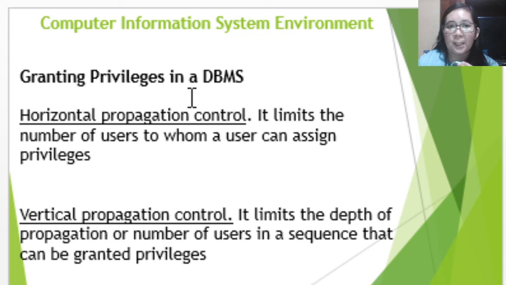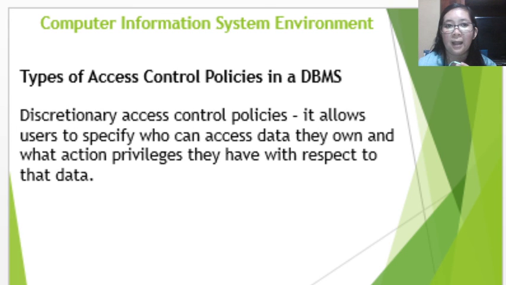For granting privileges, we have limits for the number of users in a DBMS. So we have horizontal propagation and vertical propagation control. Horizontal propagation control limits the number of users to whom a user can assign privilege or access to the database. Whereas vertical propagation control limits the depth of propagation, or the number of users in a sequence that can be granted privileges. But of course, again, these are just related to the access over the DBMS and the data there.